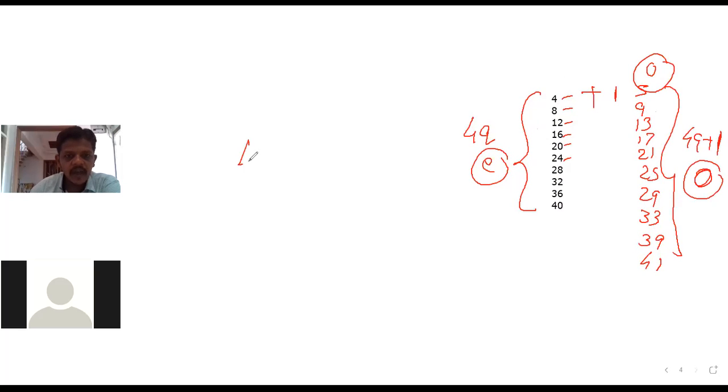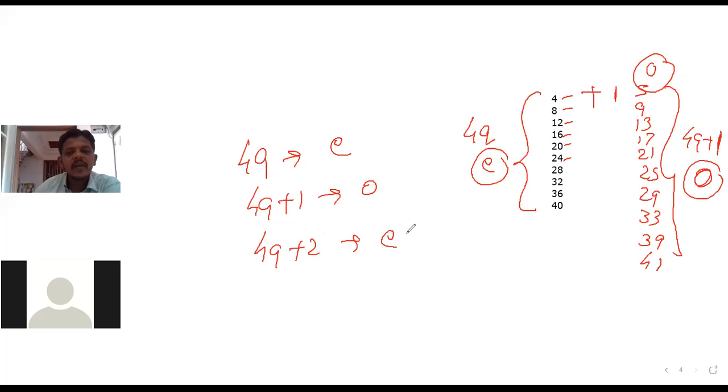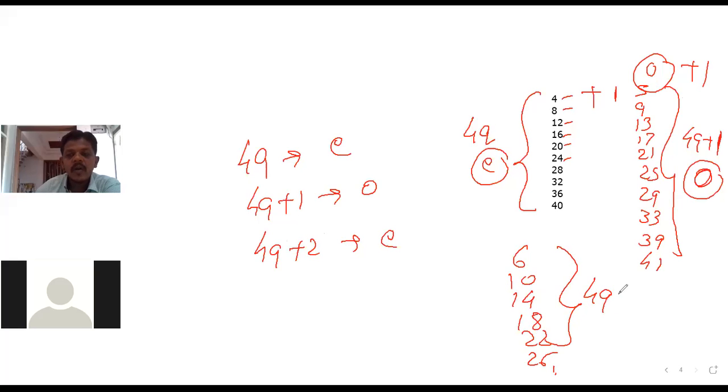Yes, sir. So in our case, 4q was an even number. 4q plus 1 becomes an odd number. Obviously, 4q plus 2 will again be even, because if you add 1 to an odd number, you get an even number. Now add 1 in all these things: 5 plus 1 is 6, 9 plus 1 is 10, 14, 18, 22, 26 and so on. All these numbers become even, which were of the form 4q plus 1 plus 1. So plus 2. Yes or no?